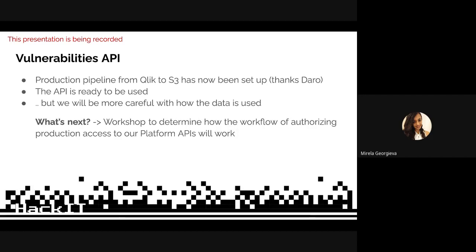However, as we discussed with the data and insight team, we agreed that we will have to be more careful about how data is used. For these reasons, we realized we need a workshop with relevant teams involved, where we are going to determine how the workflow of authorizing production access to our platform APIs would work. This doesn't scope only to the vulnerabilities API, but to all of our platform APIs. And continuing from here, next slide, please, Rashmi.